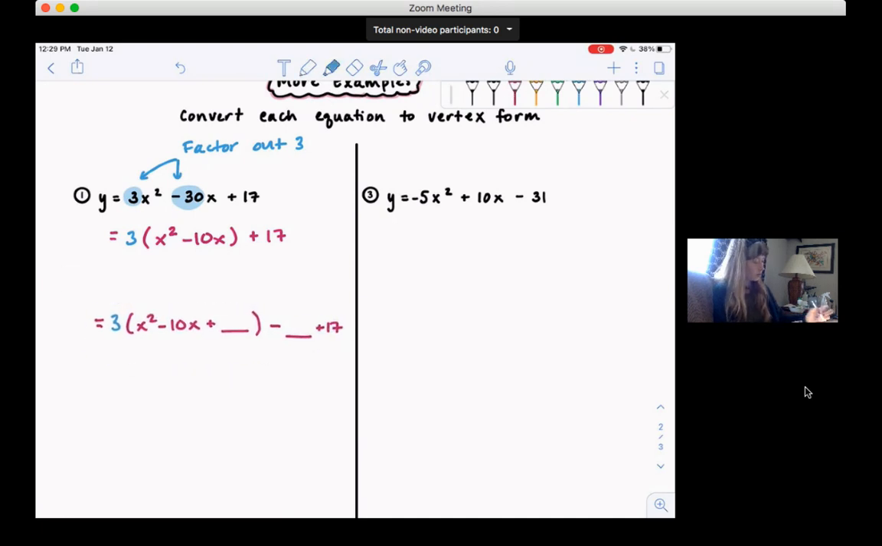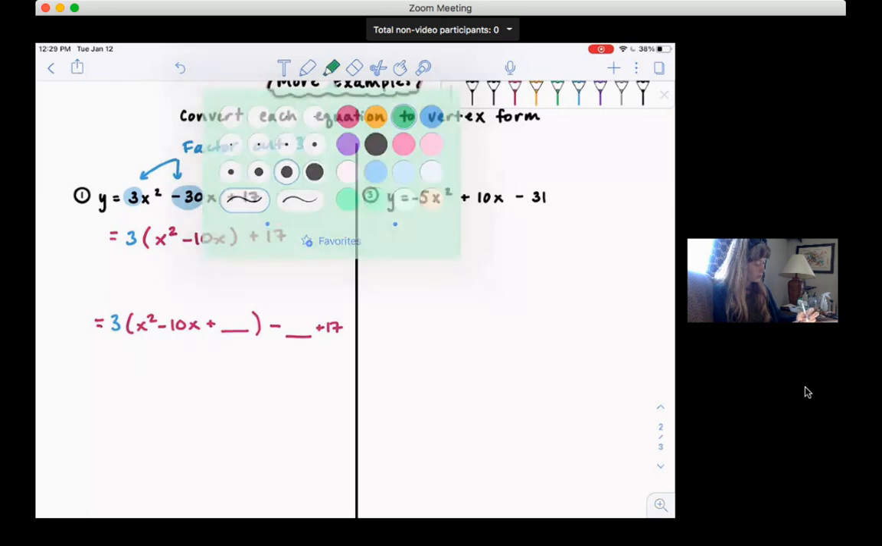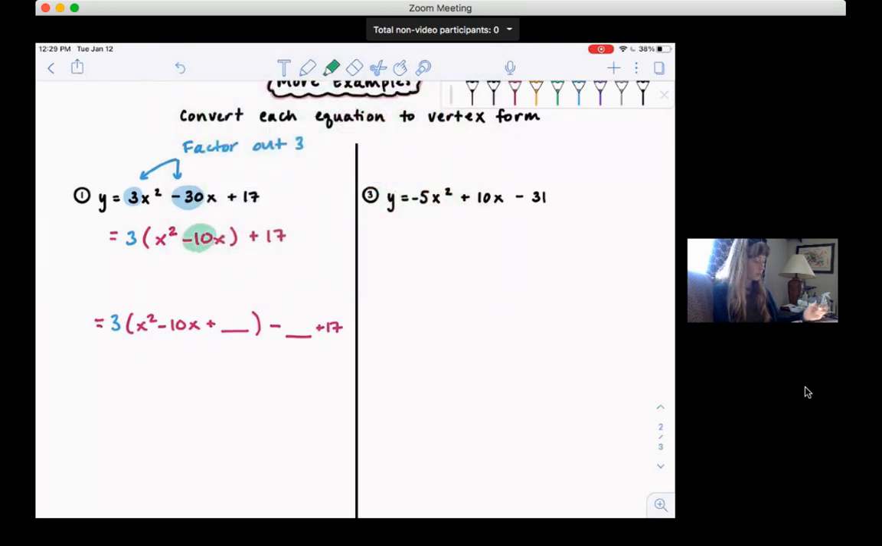Okay, so completing the square, we use our coefficient of x, which is minus 10. So we're going to take minus 10, cut it in half, and then square it. And that gives us negative 5 squared, which is 25. So the number we're going to add to complete the square is 25.